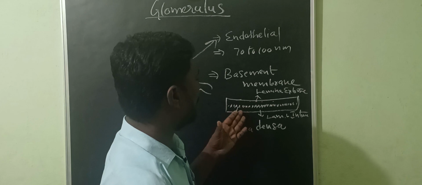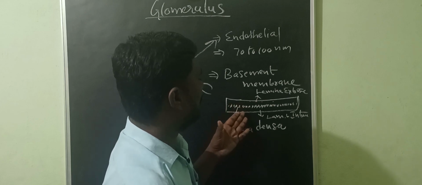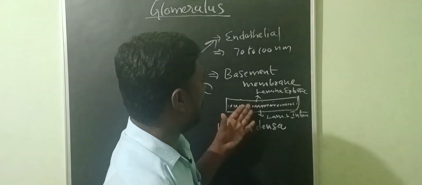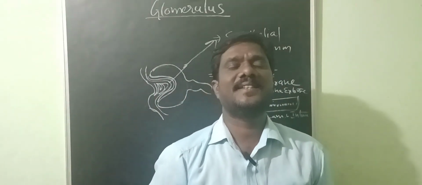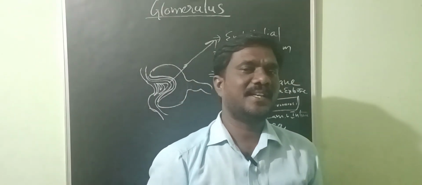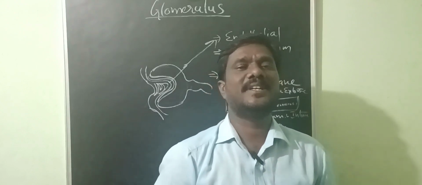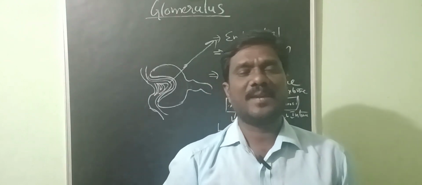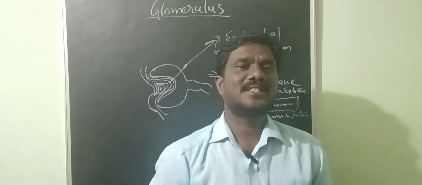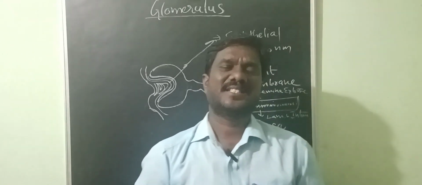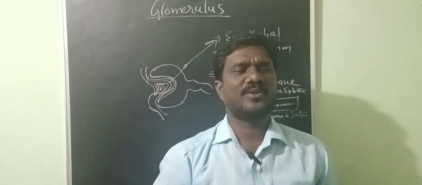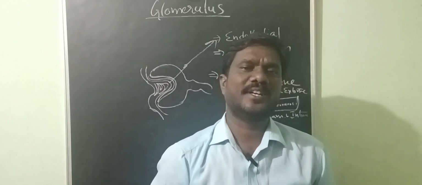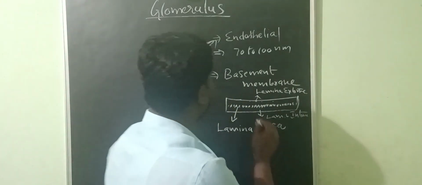This lamina densa, this basement membrane, at the edge sides is translucent, but in the middle it will be very thick. It is made with collagen type 4 fibers. Next, this basement membrane is electronegatively charged. That one is the second one.